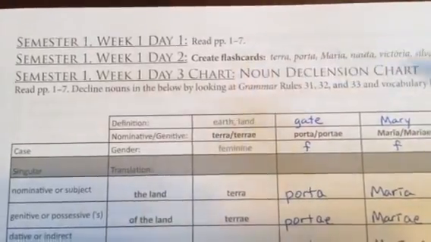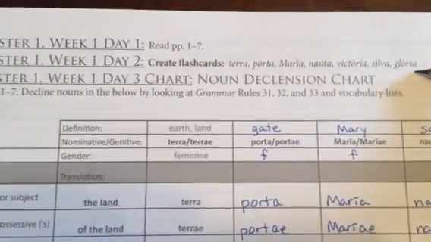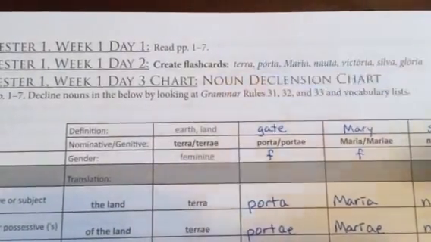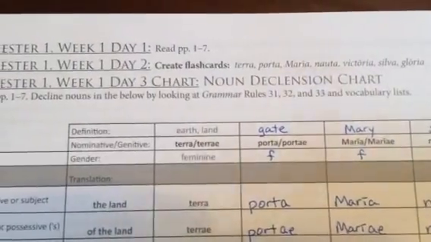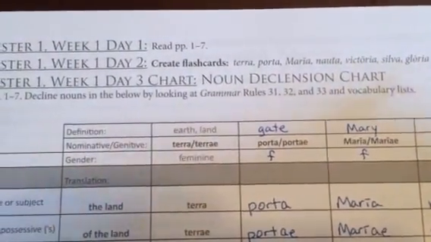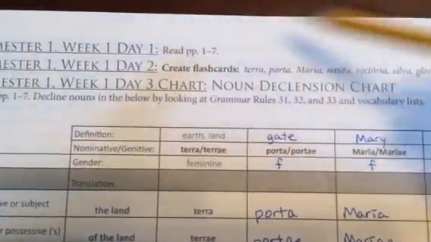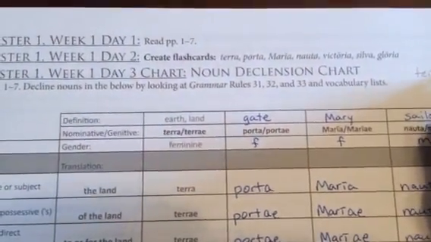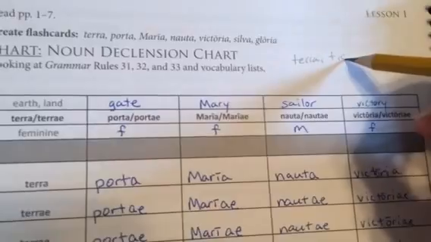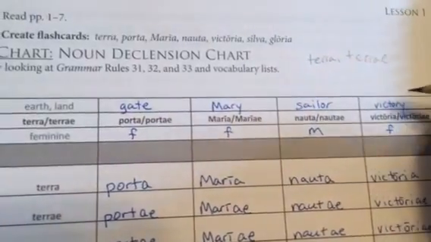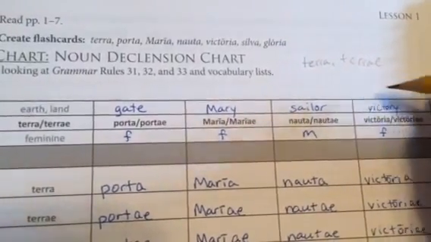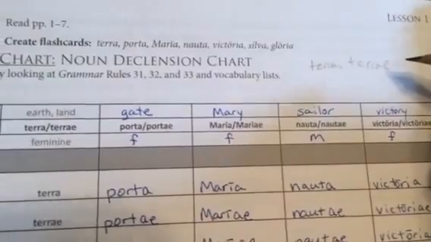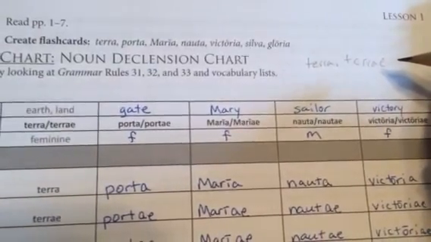And tomorrow, you would create your flashcards. 1, 2, 3, 4, 5, 6, 7 flashcards. All that is, you'll understand after reading today's assignment in the purple book, you put this on the front, terrae, and on the back you put land, earth. And that's it. That's all you need to do.